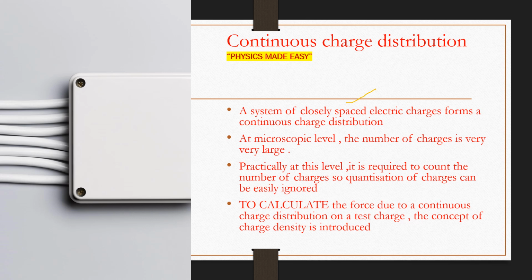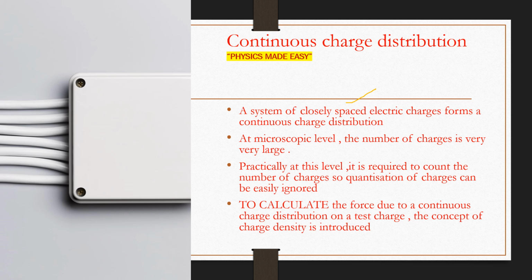Here is a phrase: closely spaced electric charges. Closely spaced electric charges means there is a large amount of charges placed so close to each other that they cannot express their effect individually. They can only be studied in their collection, or in a continuous pattern. For such cases, we study continuous charge distribution. It is a system of closely spaced electric charges that form a continuous charge distribution.